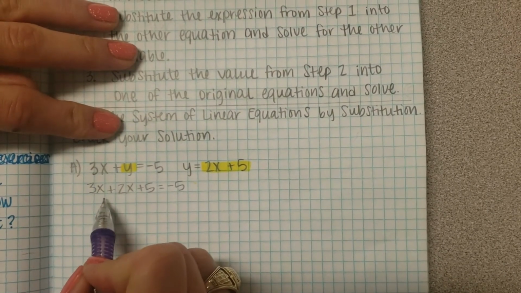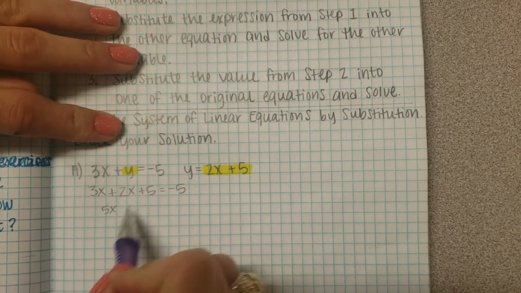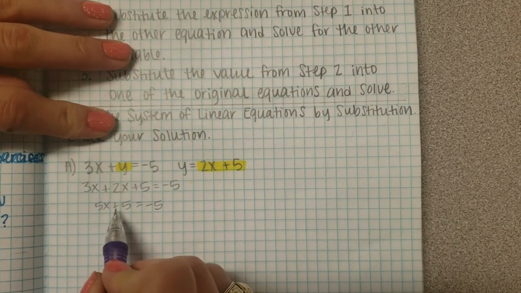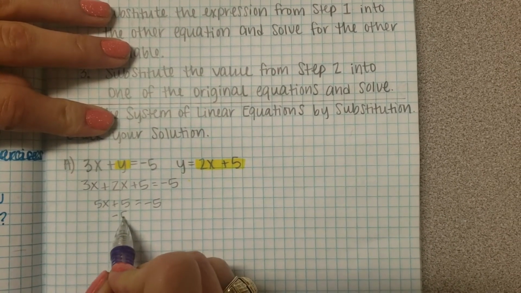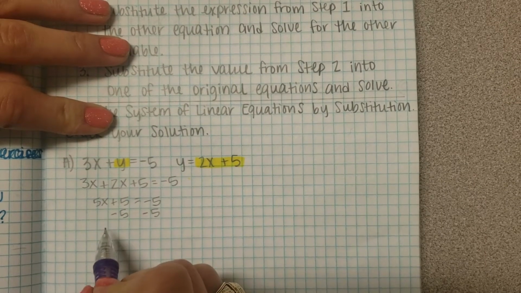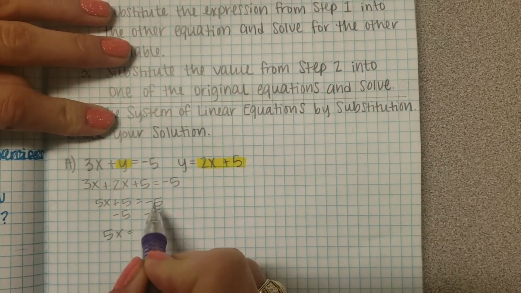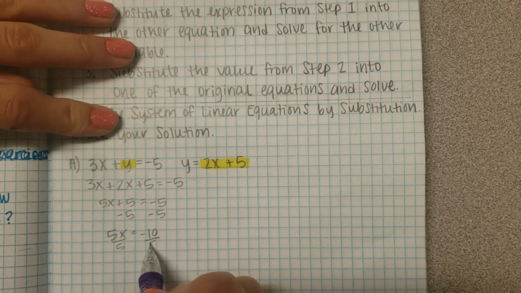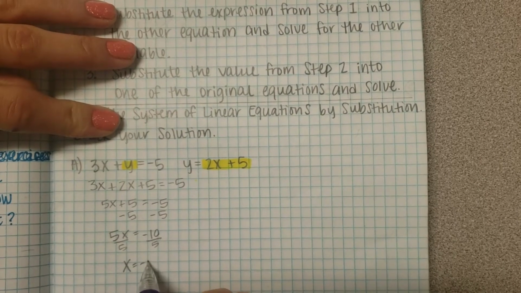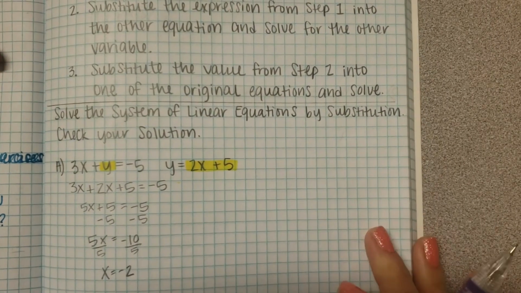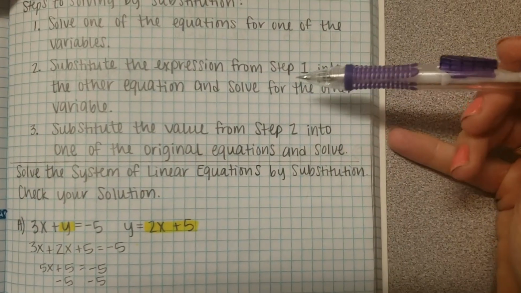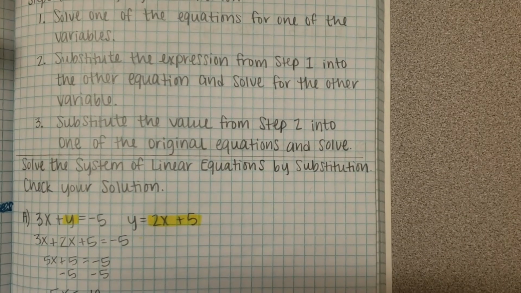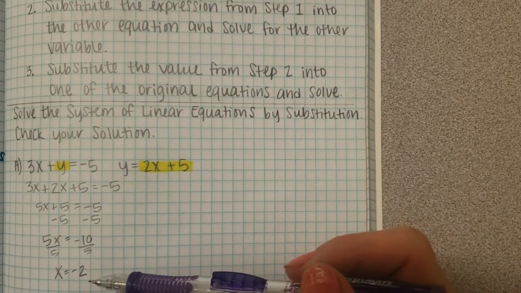So 3x plus 2x is 5x. Then I have a positive 5 here, equals -5. I need to move my 5 over to the other side. So I have 5x equals -10, and when I divide both sides by 5, x equals -2. So I've finished up with step 2. It says substitute the expression from step 1 into the other equation and solve for the other variable. That's what I've done. I have x equals -2.